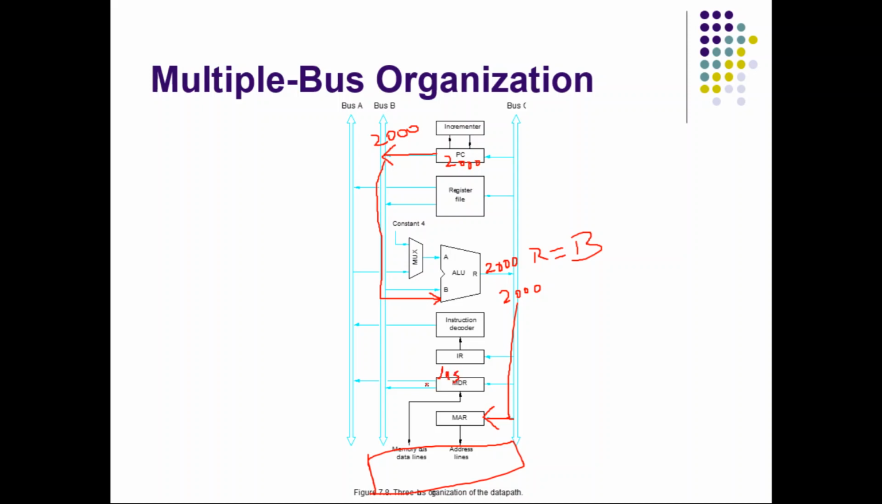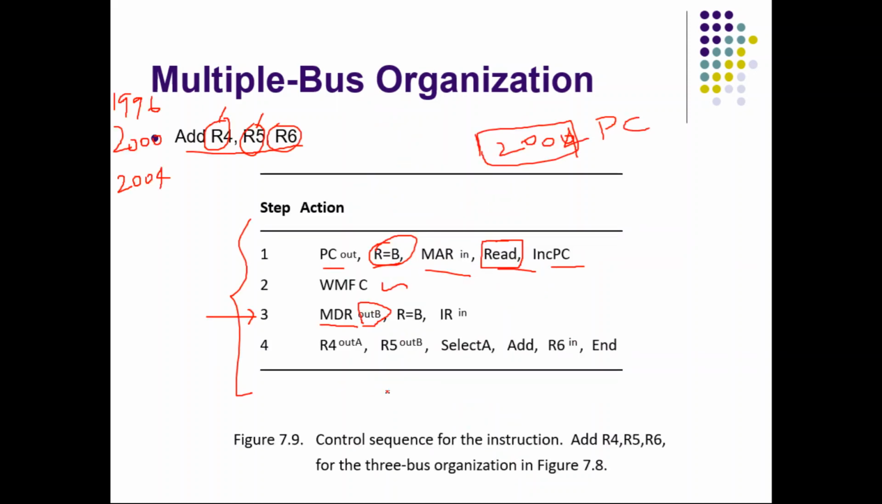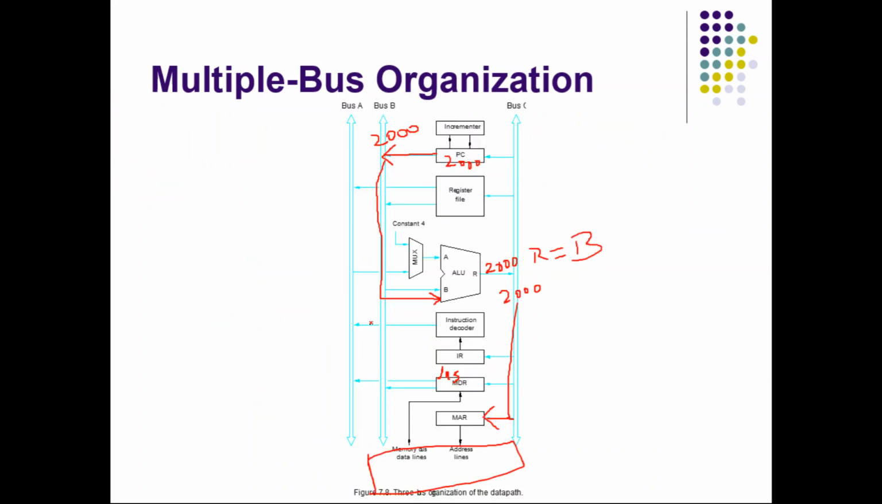Okay, but from MDR you can move to either bus A or bus B. Here we are just moving to bus B, so we are saying MDR out B. So that instruction is now available in bus B. Again from here you have to move to IR, because finally we want to move the instruction to IR. But if you see, if you want to move to IR, it should come from bus C, right? MDR is also not directly connected with bus C. From bus C data can be moved to MDR, but from MDR you cannot move to bus C.